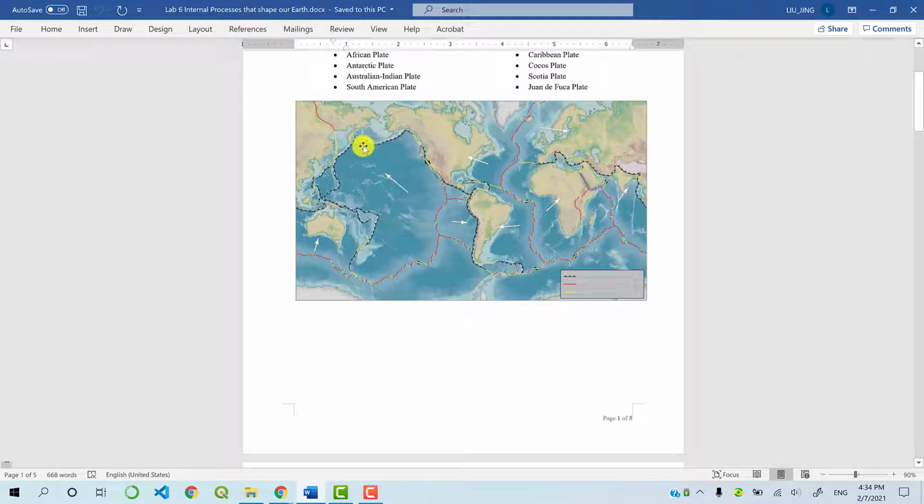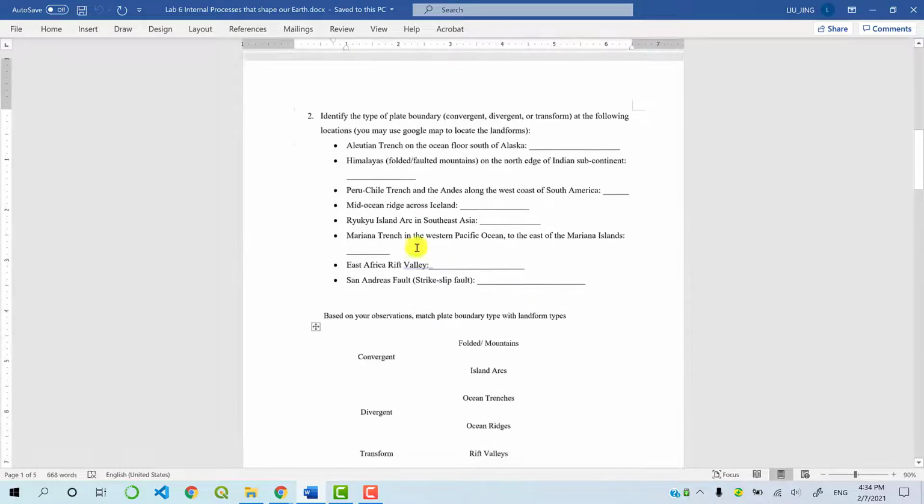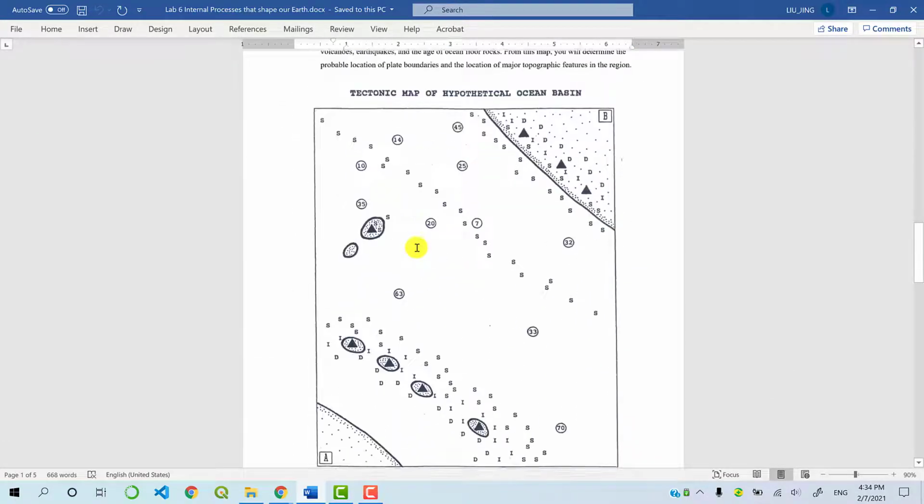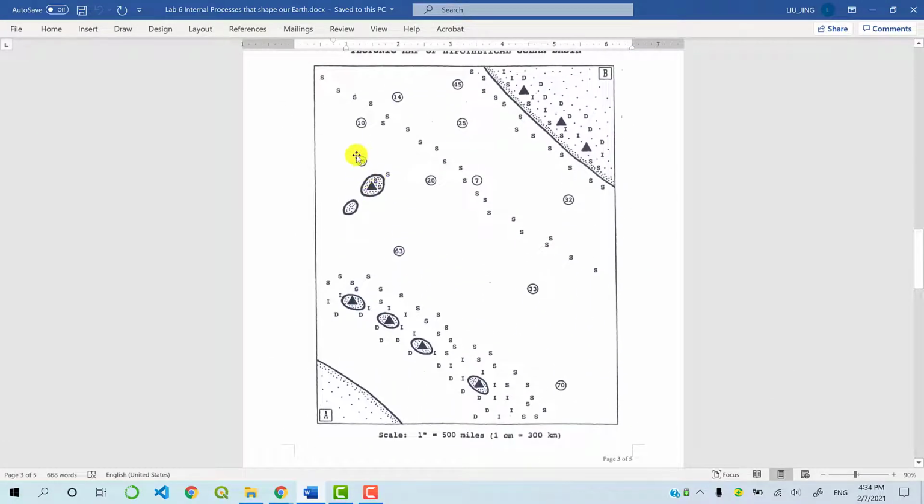So why do you have this? Can you picture what's going on between this plate and that plate? That is the thing. And here in the middle, you have a lot of circles with numbers. That is the age of the rock at that spot.